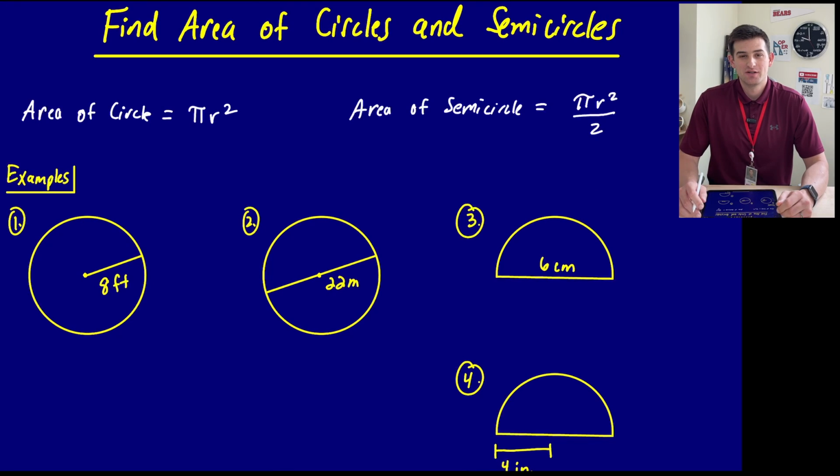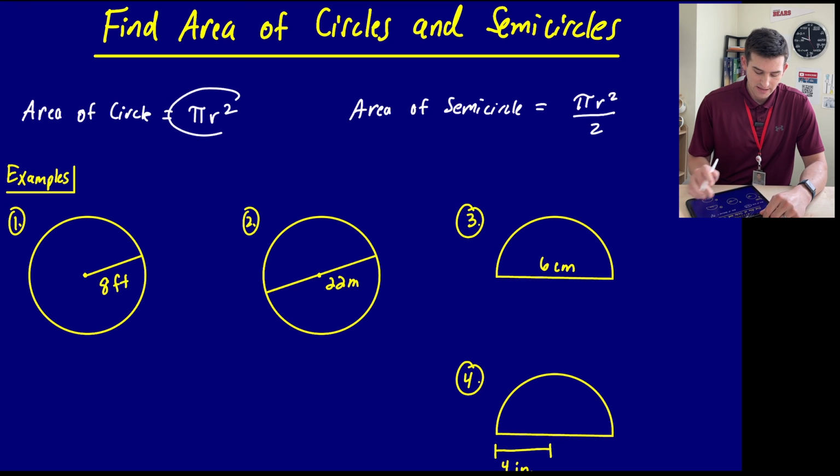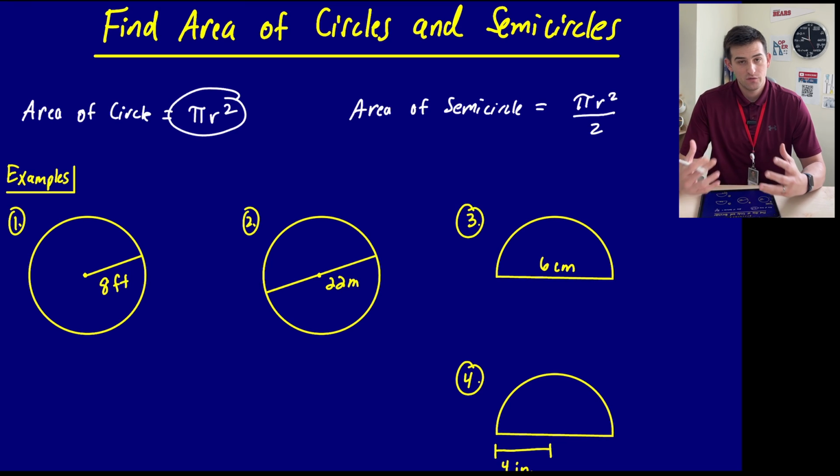Hello everyone, in this video we're going to talk about how we can find the area of a circle and also the area of a semicircle. So let's start with the area of a circle, and we see that that is represented by pi r squared. So that's our formula, pi r squared. That's going to give us the area of the circle.